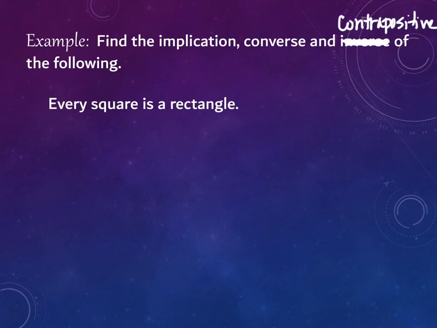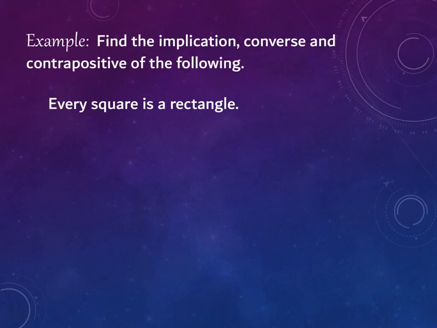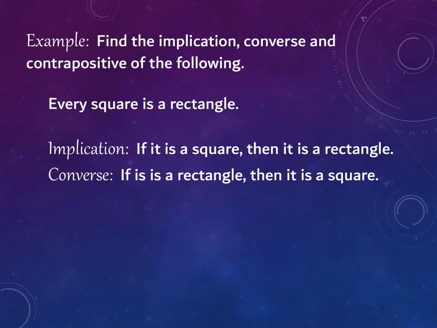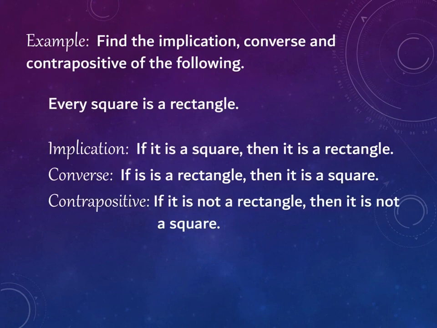If x is a square, x is a rectangle. Okay, if x is a square, x is a rectangle. So I have something very similarly written down. If it is a square, then it is a rectangle. That would be my implication. What would the converse look like? If it is a rectangle, then it is a square. That's the converse. What would we get for the contrapositive? You got it. If it is not a rectangle, then it is not a square.